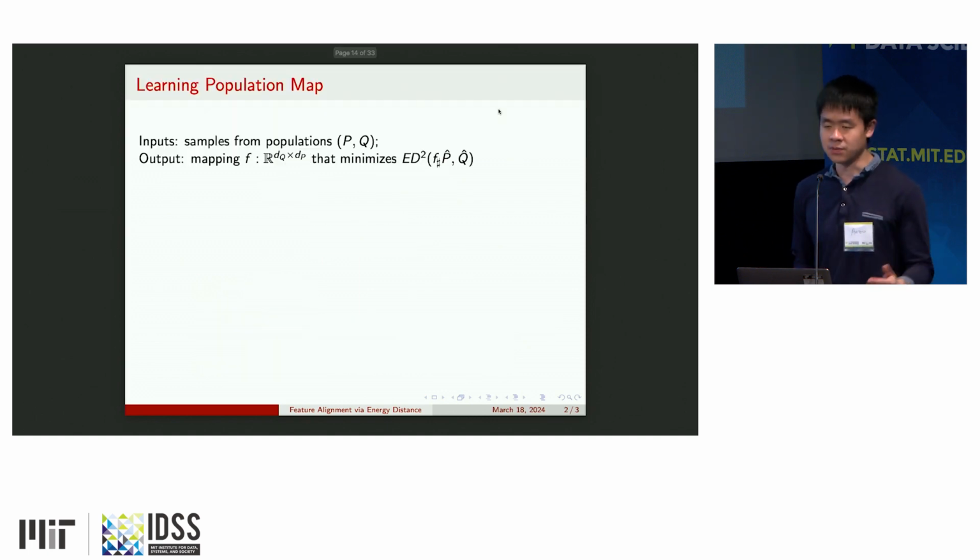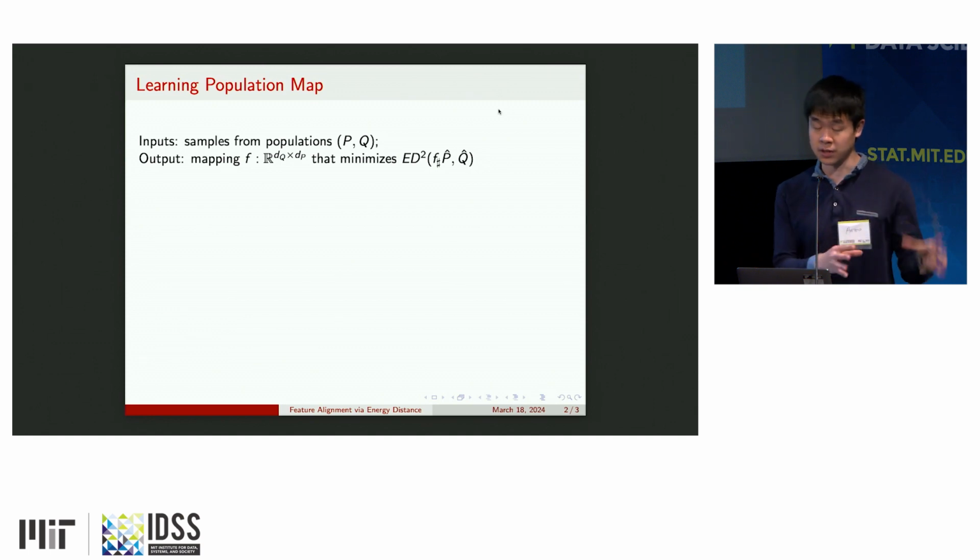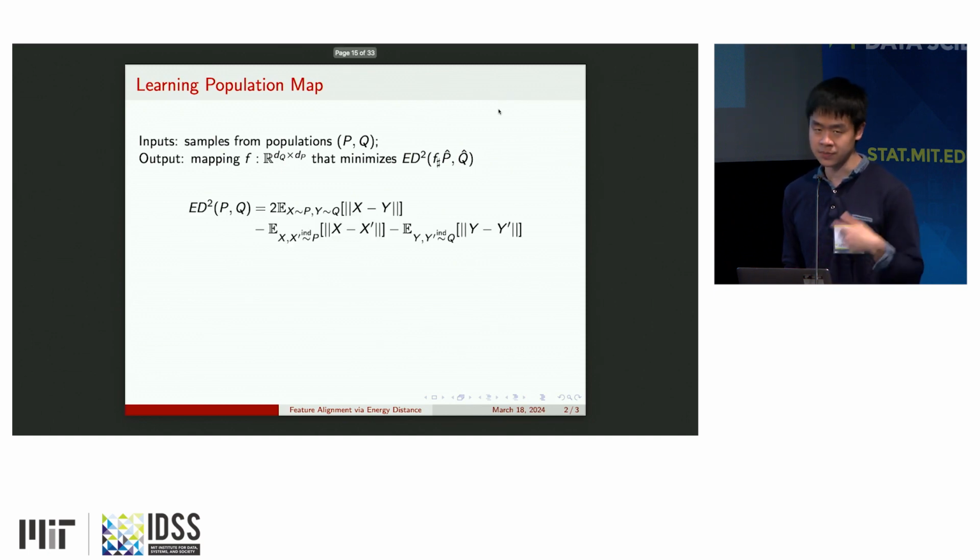So let me first talk about the problem setup. Basically, you want to map one population to the other, and you know that there's an underlying map. Formally speaking, we have defined this map F that takes samples from population P and maps them to population Q, and the objective function is this thing called energy distance, which is defined by this formula over here.